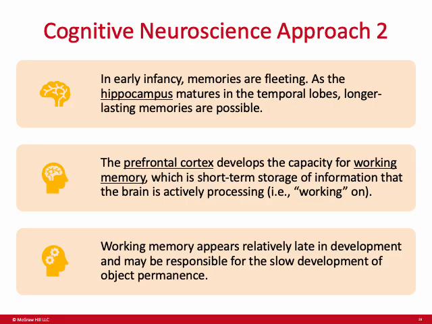In early infancy, memories are fleeting. As the hippocampus matures in the temporal lobes, longer-lasting memories are possible. The prefrontal cortex develops the capacity for working memory, which is short-term storage of information that the brain is actively processing. Working memory appears relatively late in development and may be responsible for the slow development of object permanence.